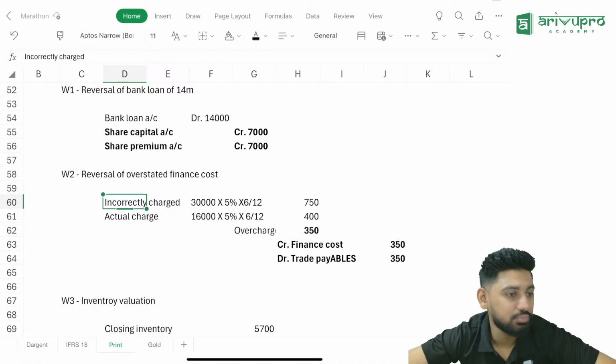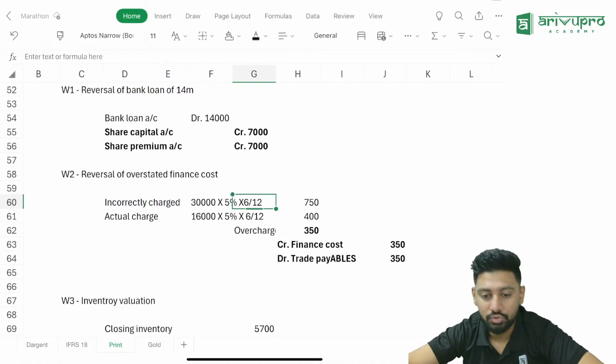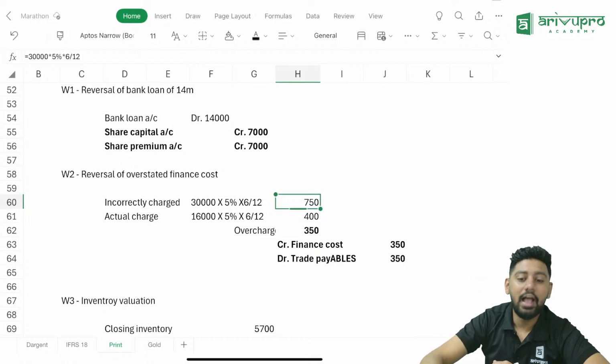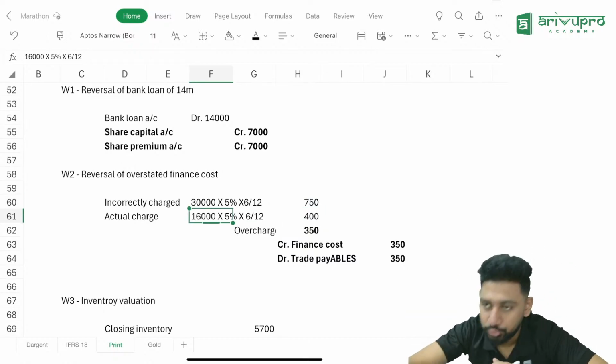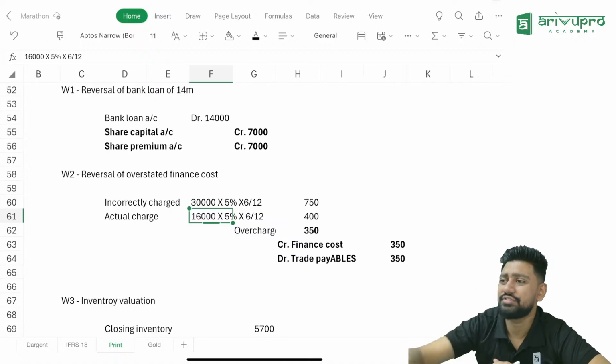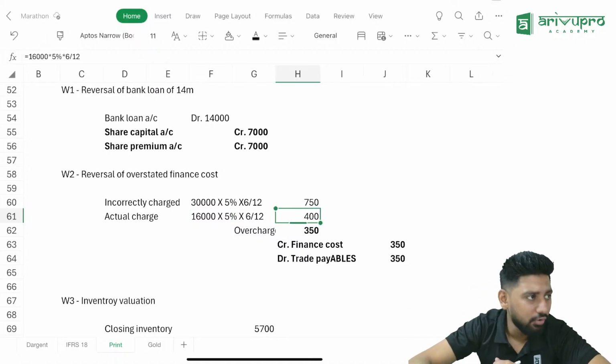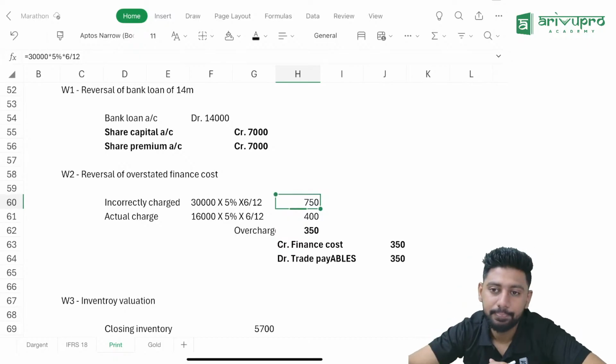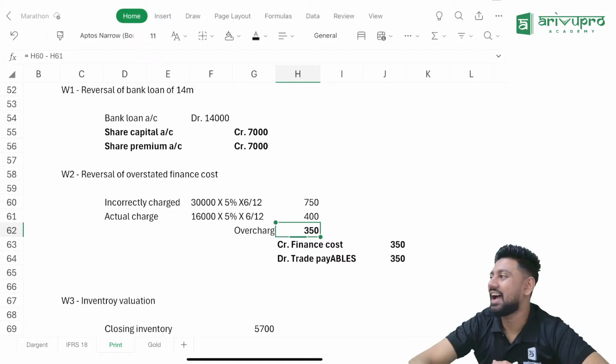How much have you charged based on 30,000 into 5% into 6 over 12? You have charged 750. Instead, the actual charge should have been based on 16,000. So 16,000 into 5% into 6 over 12 should have been 400, but you have charged 750, meaning you have overcharged. The overcharge is 350.